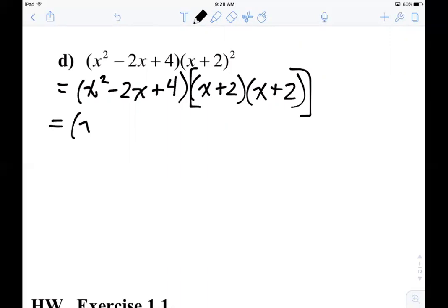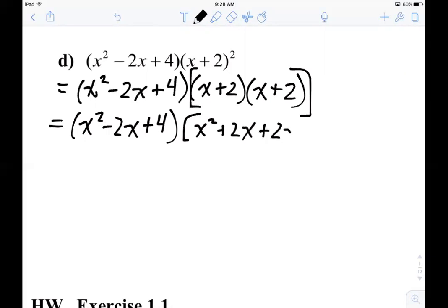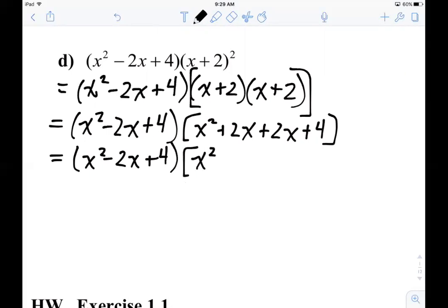Which means, again, for now, I'll rewrite my trinomial. I won't do anything with that just yet, because what we always want to do is try and simplify any binomial multiplication that we can find first. So here, we'd have x squared plus 2x plus another 2x plus 4, or in other words, again, I need to rewrite this, but inside my square bracket is x squared plus 4x plus 4.